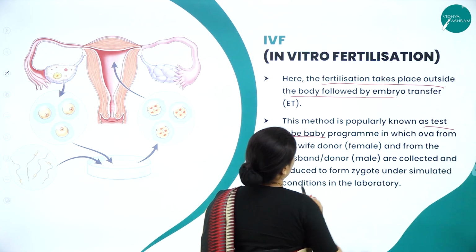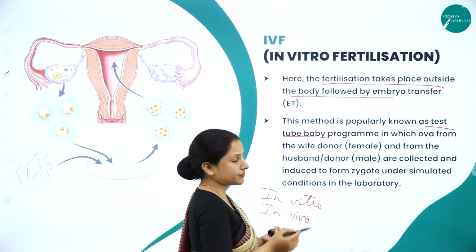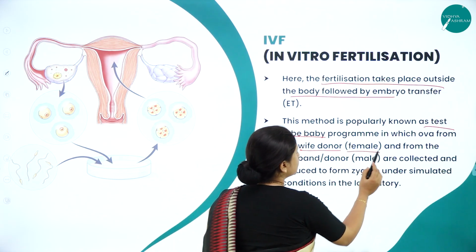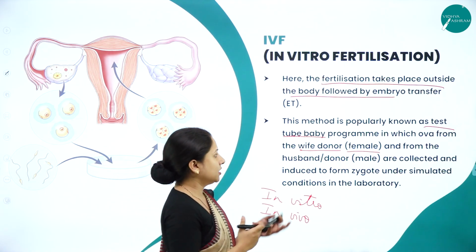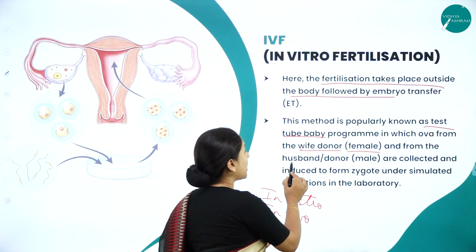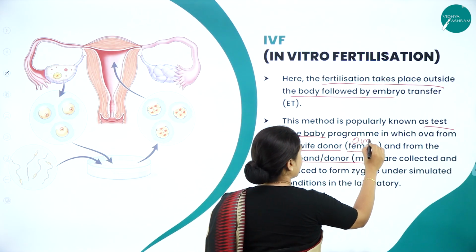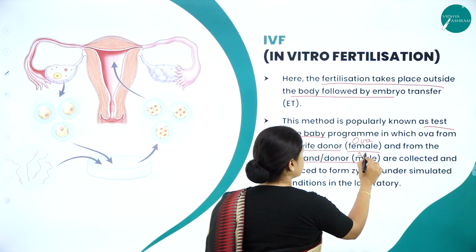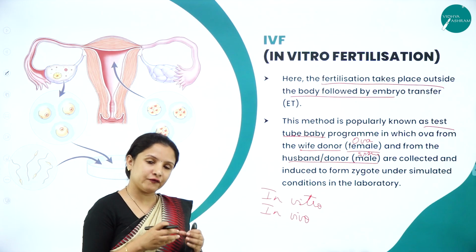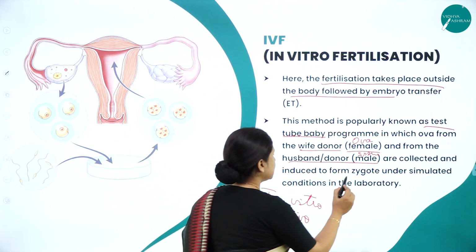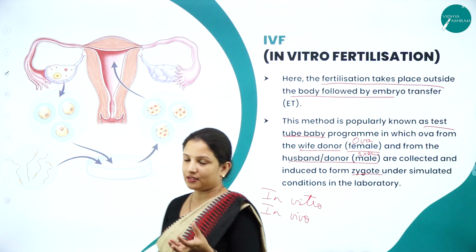This method is popularly known as the test tube baby program, in which the ova from the wife, who will be the donor, and the sperms from the husband, who will be the donor again, are used. Donor is the one who will give, receiver is the one who will receive. From the wife what is taken? Ova or egg is taken. From the husband what is taken? The sperms are taken and collected, and they are induced, that is, fused or fertilized, to form the zygote under simulated, controlled, sterilized conditions in the laboratory.